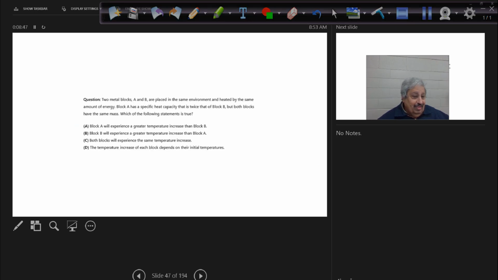The answer is B. Now, two metal blocks, A and B, are heated at the same time with the same amount of energy. Block A has a specific heat twice that of block B. Those are higher chemistry. I will skip them, but let's do this one here. So you have A and B. It's not really difficult, but this topic is higher chemistry.